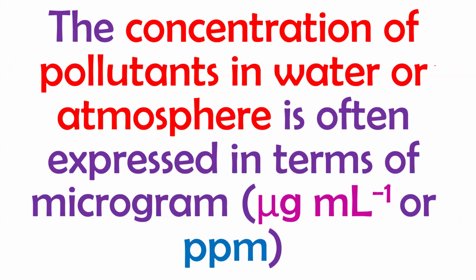Concentration of pollutants in water or atmosphere is often expressed in terms of microgram per ml, that is micrograms per ml to the power minus 1, or ppm. So the pollutants in water or atmosphere can be expressed in ppm or microgram per ml.